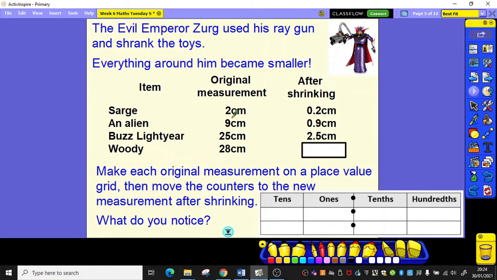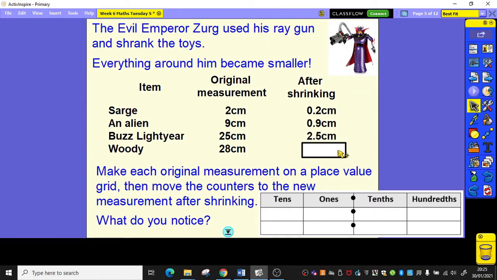Sarge, who originally, as the small green sergeant, was 2 centimetres, has become 0.2 centimetres. An alien that originally was 9 centimetres has become 0.9 centimetres. And you can then see what's happened to Buzz Lightyear and Woody. Can anyone work out, looking at the pattern, what you think Woody would have become after shrinking? Hopefully you might have worked out that it was 2.8 centimetres.